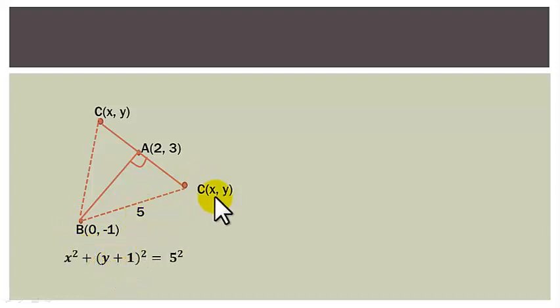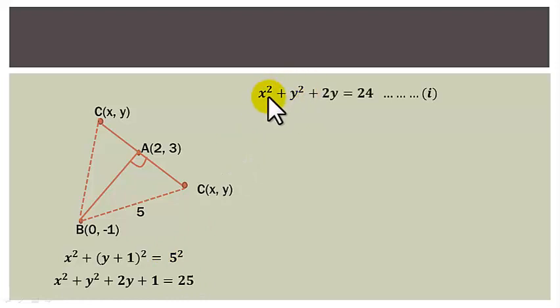That is, using the distance formula, x minus 0 squared plus y minus -1 squared is equal to 5 squared. Expanding this, we obtain x squared plus y squared plus 2y plus 1 is equal to 25. That is, x squared plus y squared plus 2y is equal to 24, when you take 1 to the right hand side, that will become 25 minus 1, which gives us 24. Let us number this as equation 1.